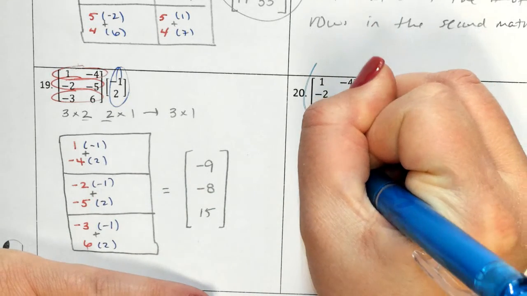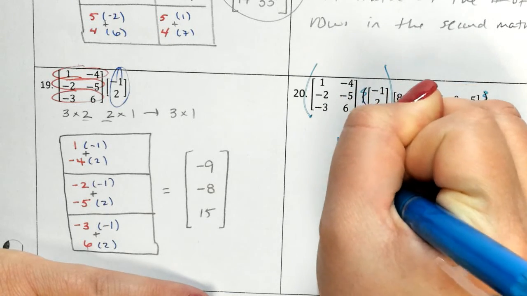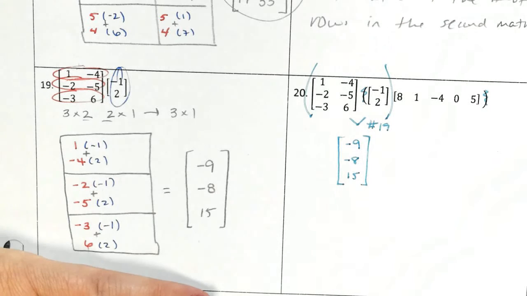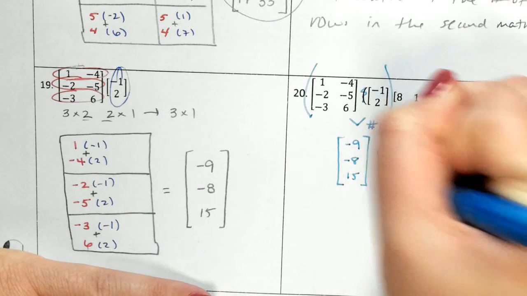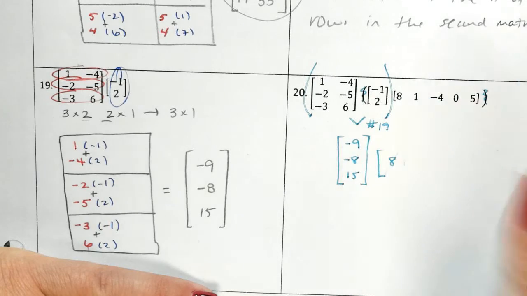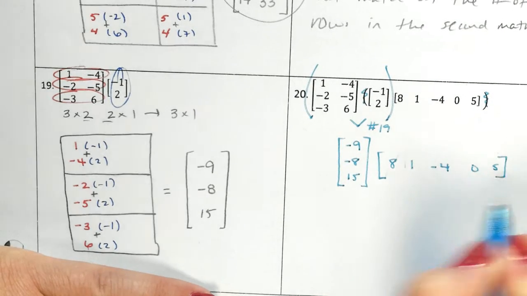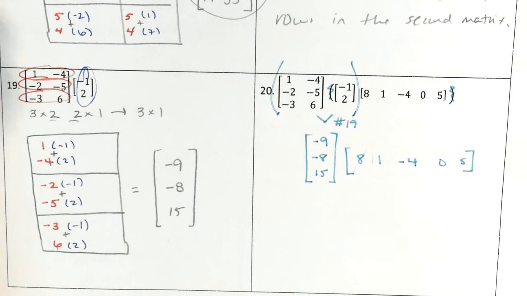So this answer is going to be -9, -8, 15. And I'm going to write in here number 19. I'm not going to show my work for that because it's in number 19. Look to number 19 if you really want to see my work. Then I have still the 8, 1, I space that out a little more. 8, 1, -4, 0, 5. Now I have this problem instead. Well, that just cut down a heck of a lot of work, right?